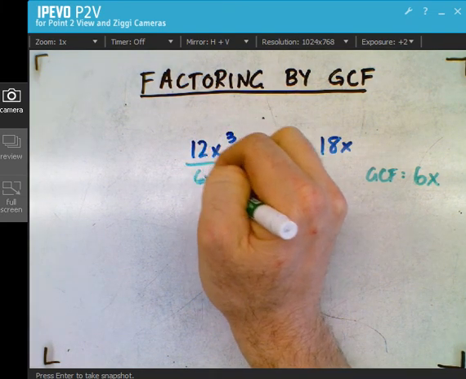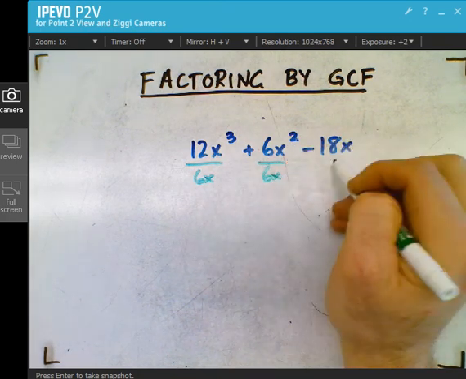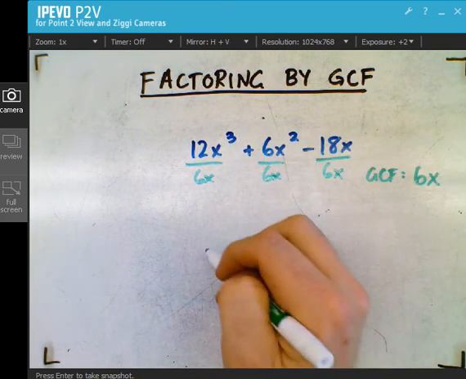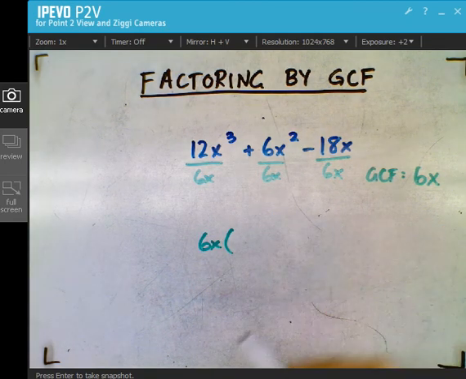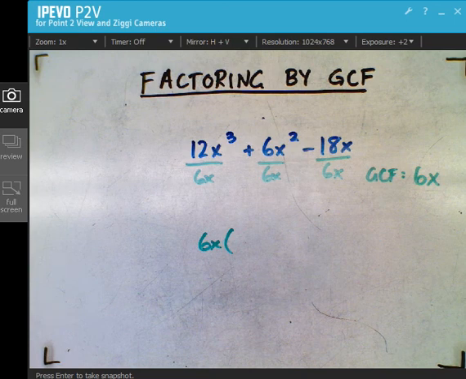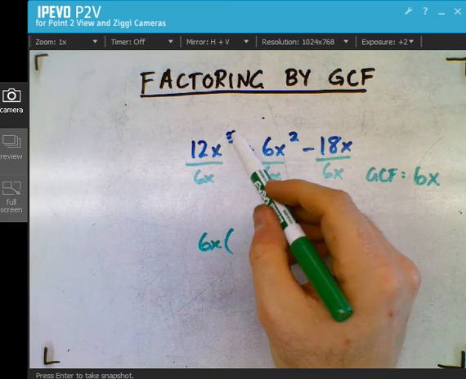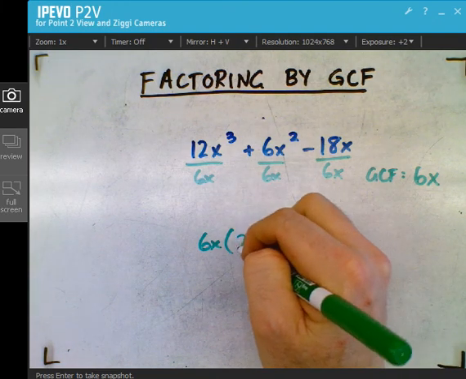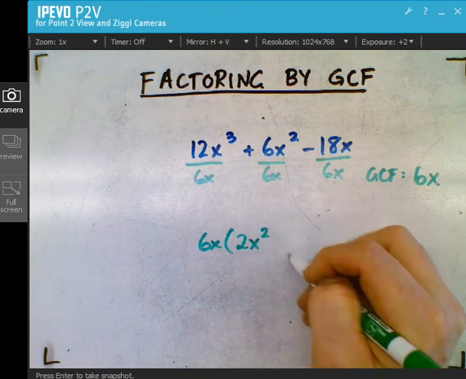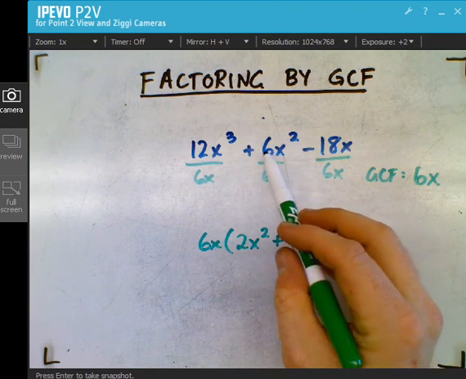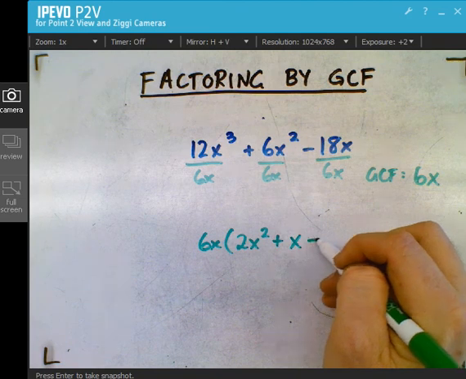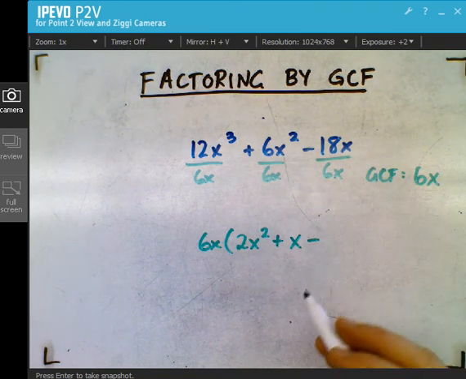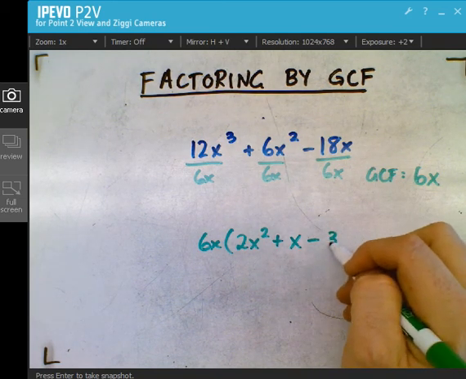Now that I've identified my greatest common factor, divide it out. And then write it outside the parentheses. And whatever we get when we divide will go inside the parentheses. So I have 12x cubed divided by 6x is 2x squared plus 6x squared divided by 6x is just x minus 18x divided by 6x is 3.